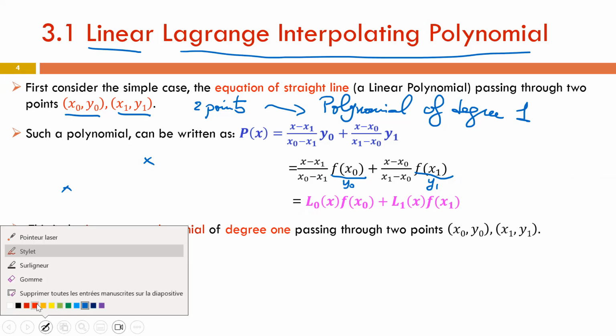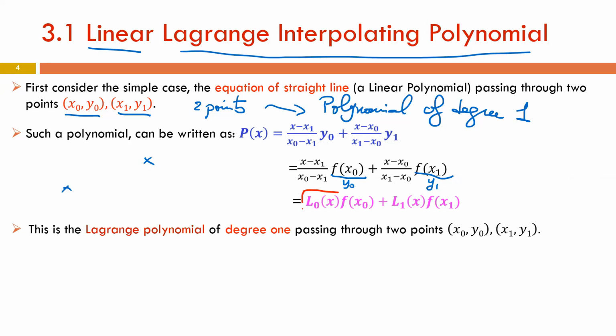Let's see how L0 is constructed. It's x minus x1, so the difference between x and the other points, excluding x0, and in the denominator, we just replace x by x0. For L1, we take the difference with the other point x0 in the numerator, and we replace x by x1 in the denominator.